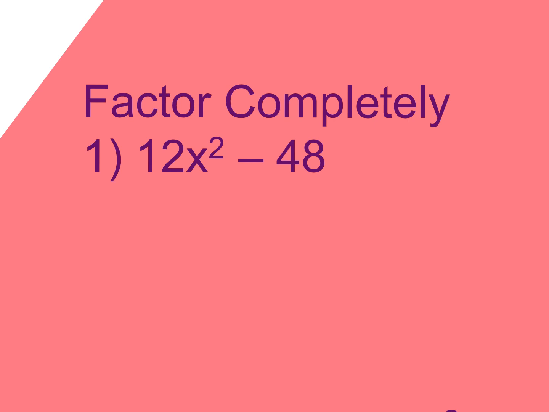So my greatest common factor between 12 and 48 is going to be 12. So I'm going to divide both of my terms by 12. I'm going to write down the GCF, and then in the parentheses, I'm going to put what remains after I divide. So 12x squared divided by 12 is just x squared, and 48 divided by 12 is 4. Notice what remains in the parentheses is the difference of 2 perfect squares.